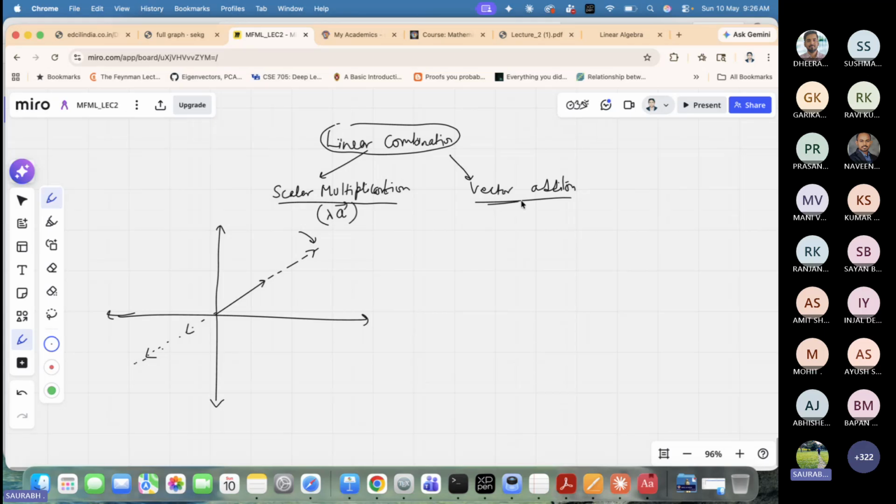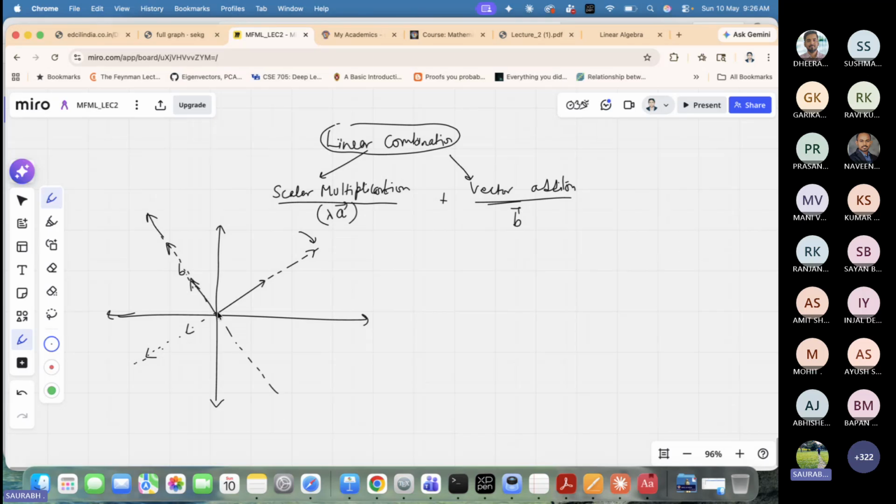Then we have vector addition. Vector addition is when you have two vectors, you can add them together. Now think of a vector b. Let's say this is the b vector. We can scale this vector as well. It can go to any point on this axis. If we multiply vector b with a positive number, it can go up in this direction.